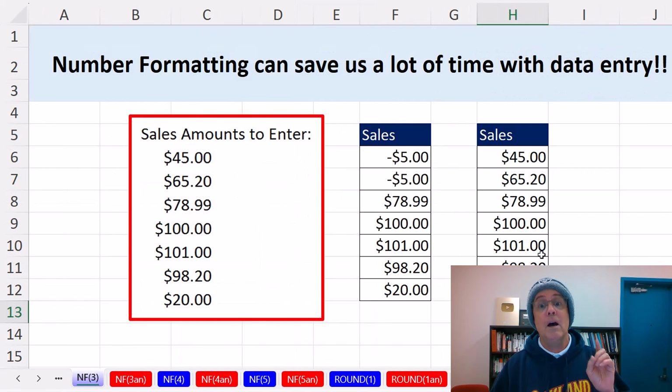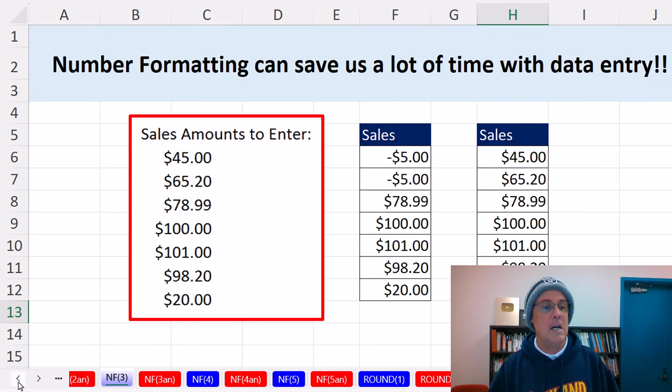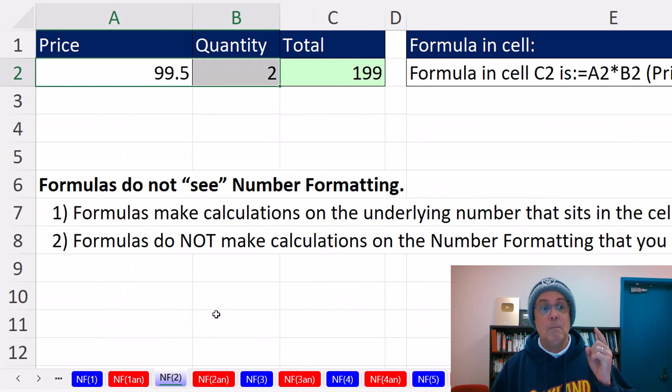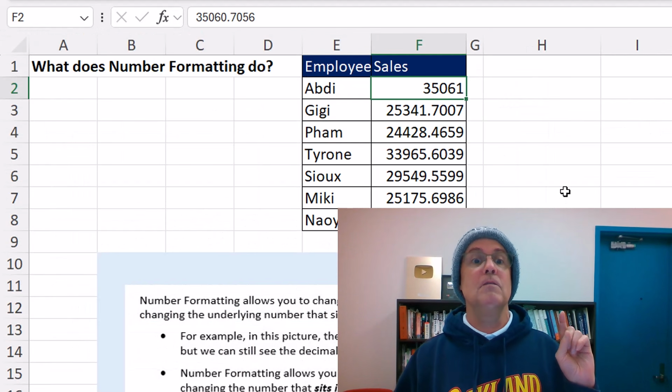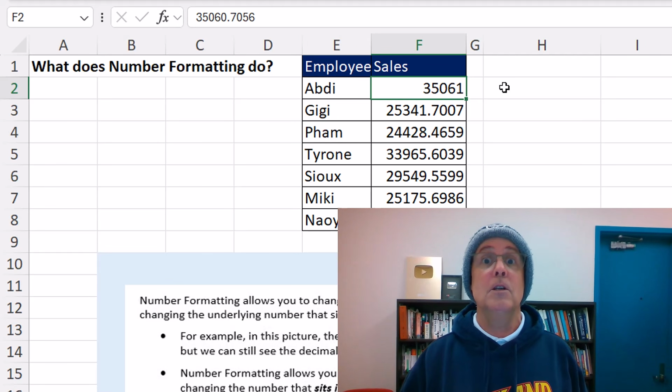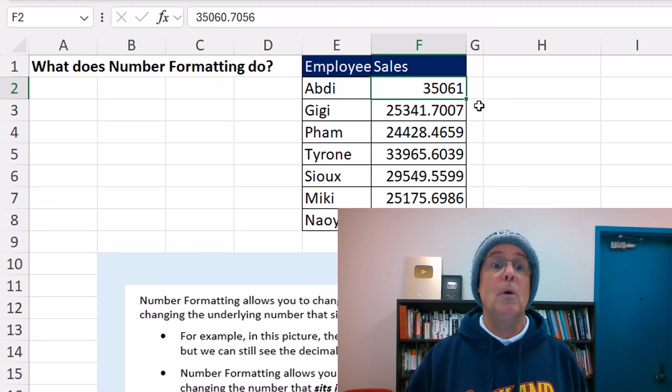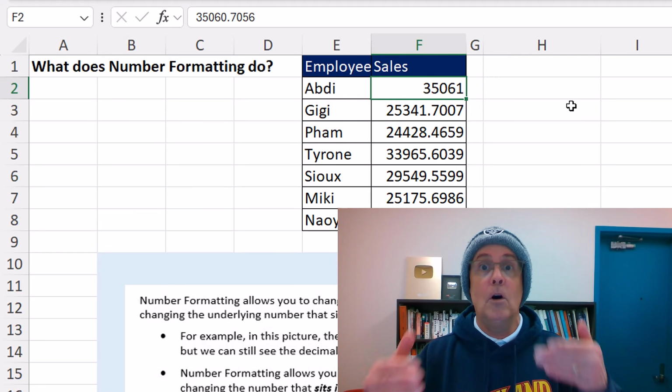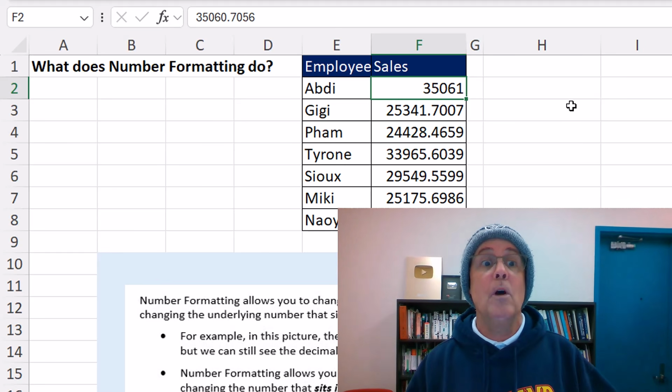We talked about how number formatting can help us save time when we're entering data. And remember, formulas do not see number formatting. And of course, we started it off with the definition of number formatting. What does it do? It changes the way we display the number on the surface of the spreadsheet without changing the underlying number.